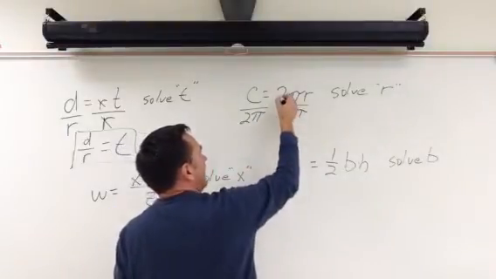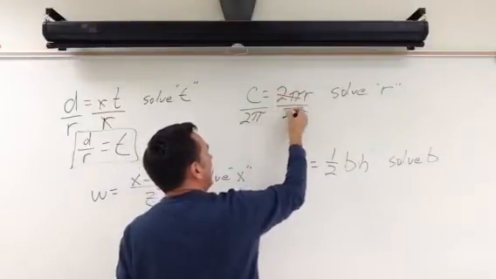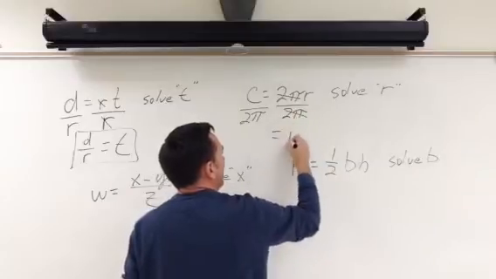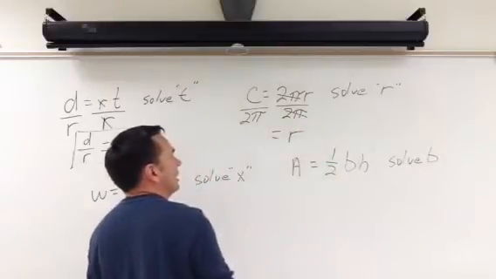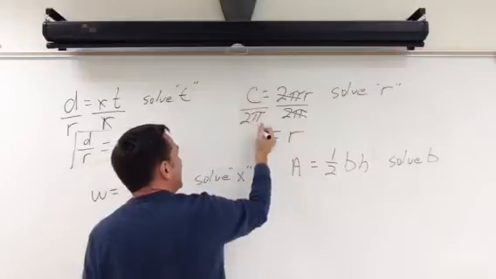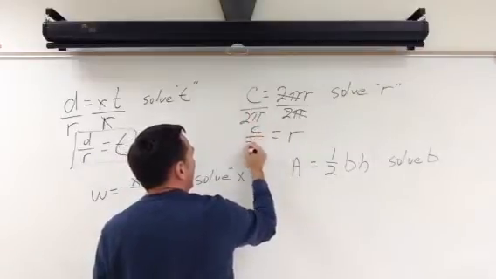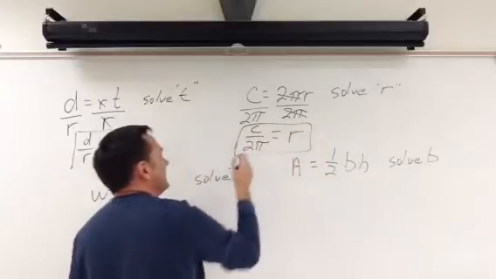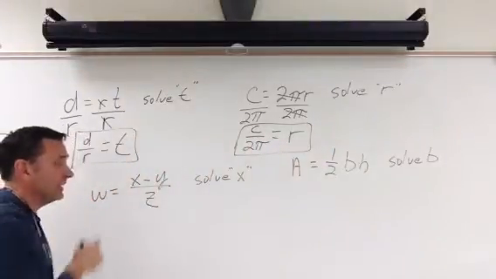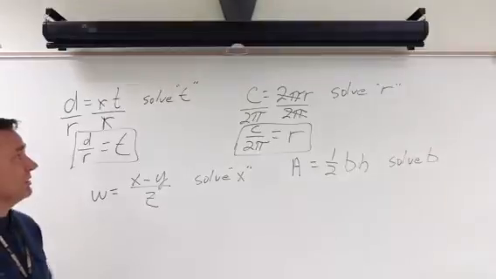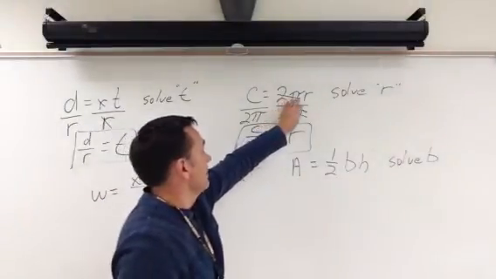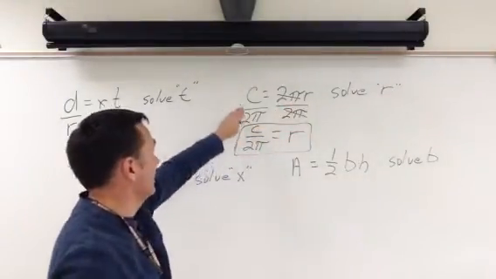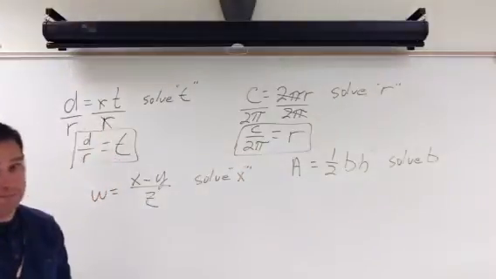When we simplify, these are identical. 2 pi over 2 pi cancels, and we are left with just r. Over here, nothing cancels. And we are left with c over 2 pi equals r. Instead of multiplying by r, we just shifted it over, and it's now c divided by 2 pi.